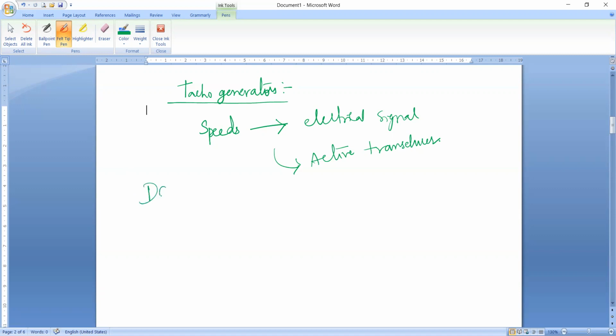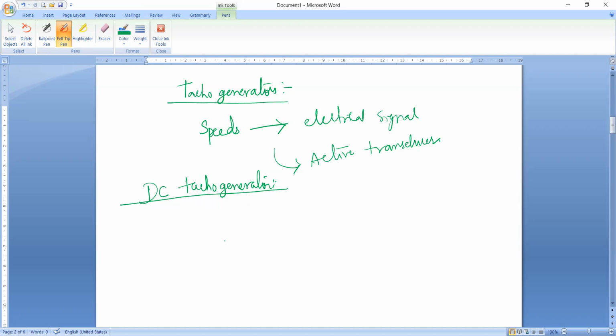In DC tacho generators, first of all, we have a miniaturized DC generator, a dynamo serving as a transducer, and a voltmeter calibrated in terms of RPM. Here it is only a voltmeter, but it is calibrated to measure RPM, revolutions per minute. The armature of a dynamo rotates in an Alnico permanent magnet field. Its electrical output is given by the relation.